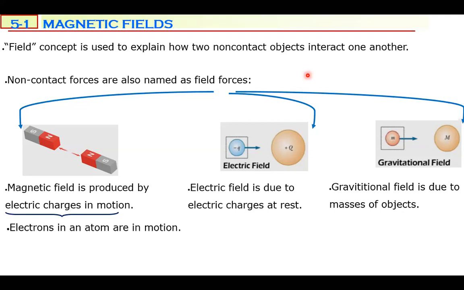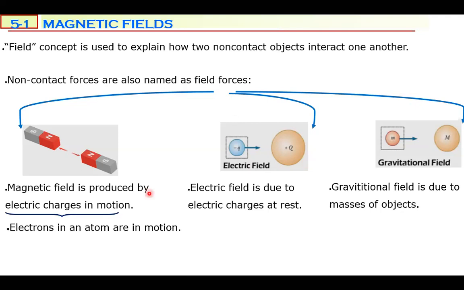It also explains the interaction between two non-contact materials like a magnet and another magnet, or like a magnet and an iron. How do they interact with one another? So two non-contact forces are also named as field forces. So the first field force, as I said, is the gravitational force, which is static. Second field force is the electric field, or electrostatic force between the charged particles, which are at rest.